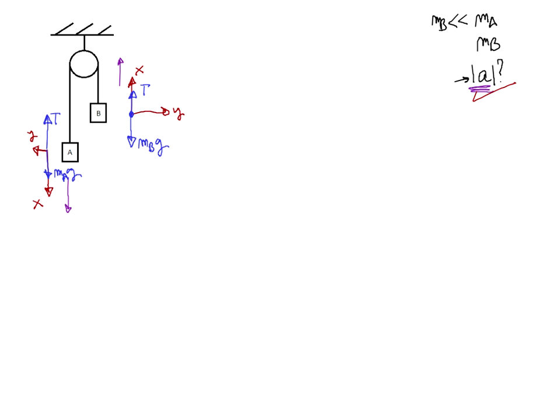Perfect. All right. So now let's apply Newton's second law to both A and B. How many equations are we going to be able to get for object B?